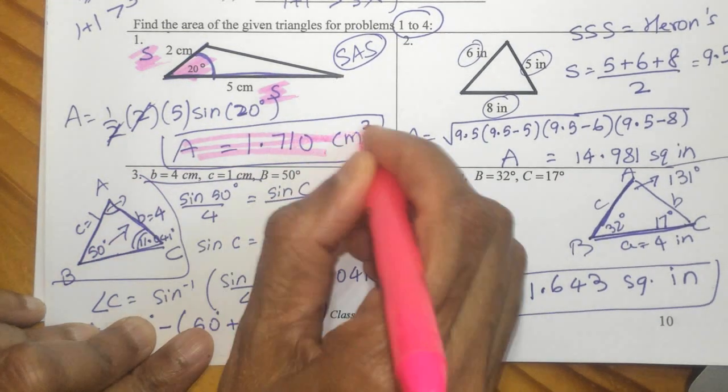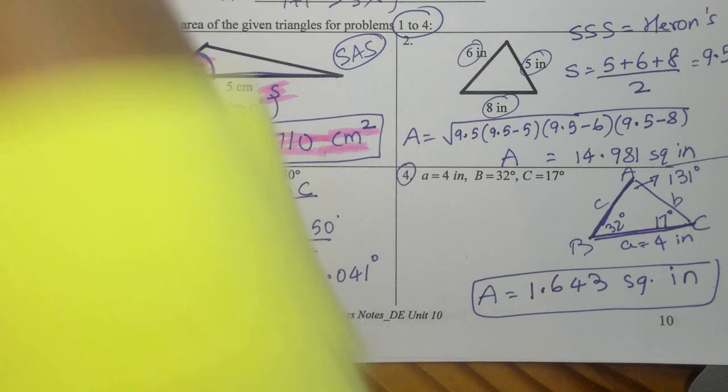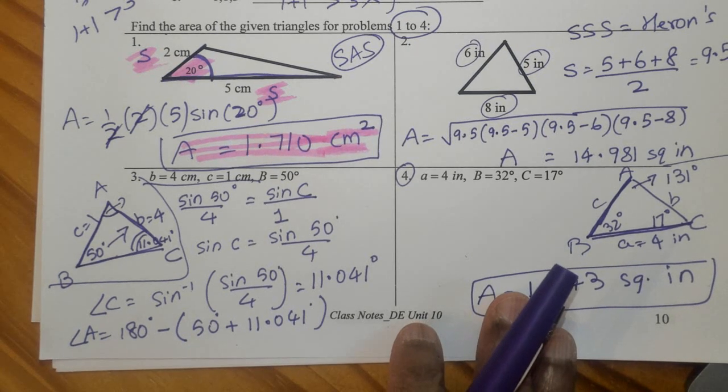And what do you notice? I put centimeter square, or you can say square centimeter, doesn't matter. If the question has a unit of measurement, your final answer should always have the unit of measurement.